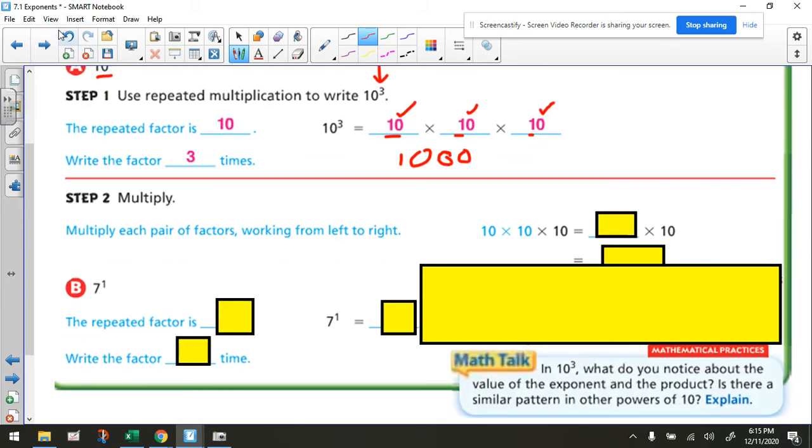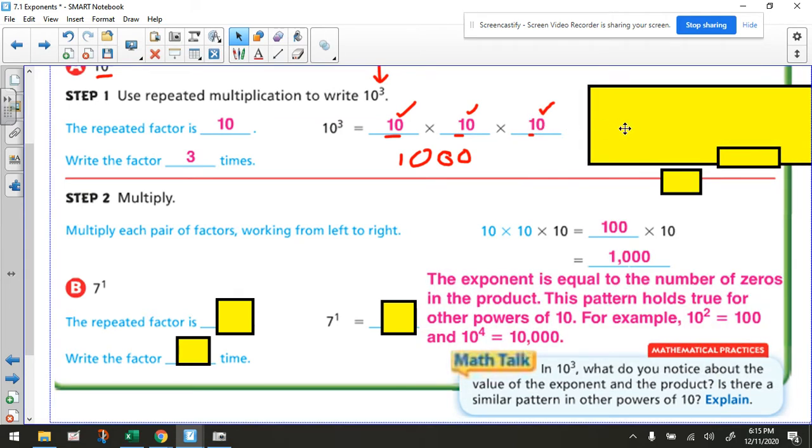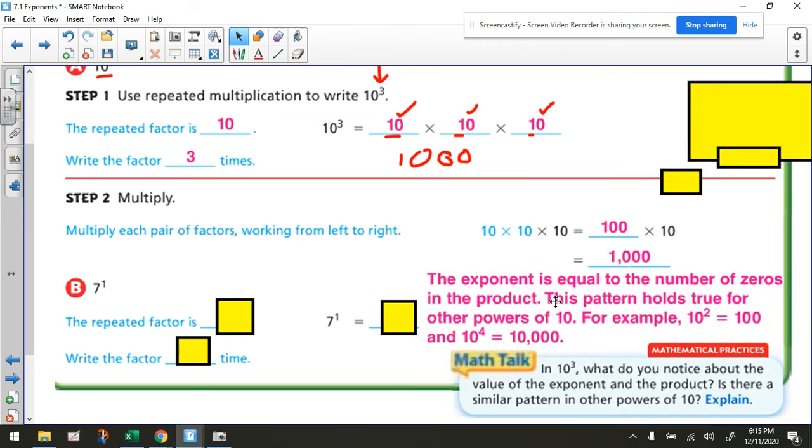form. All right, so let's take a look at how the textbook company wants you to think of it. We would think of that 10 times 10 would be 100, and 100 times 10 would be 1,000. So just like I pointed out earlier, if we have 10 to the 4th power, then we would throw another 0 in there, wouldn't we?